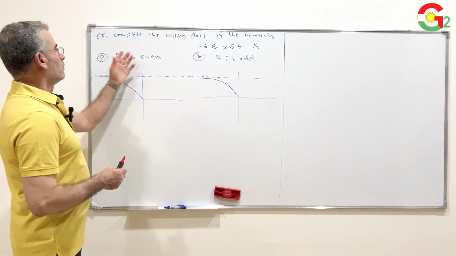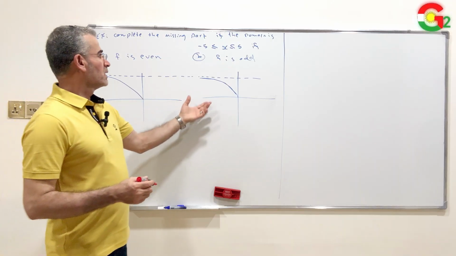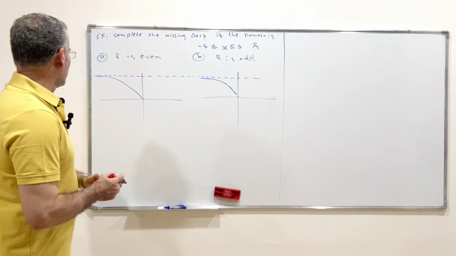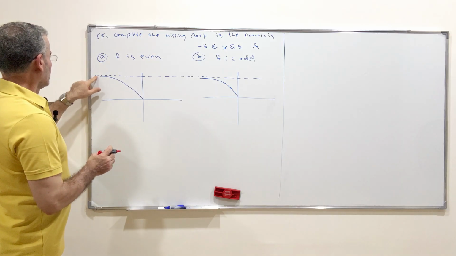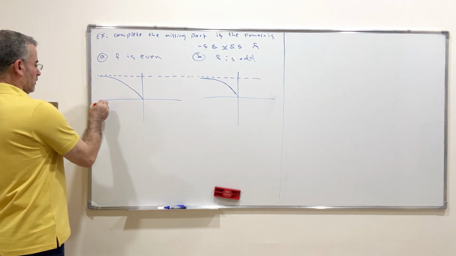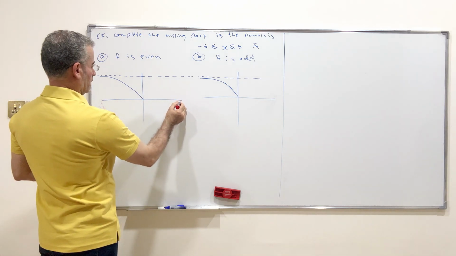Example, complete the missing part if the domain of this function is from negative 5 to 5. Let this point here be negative 5 and this point here be 5.